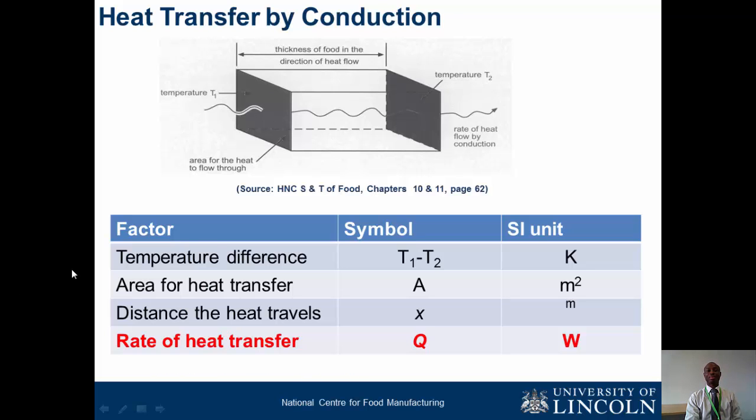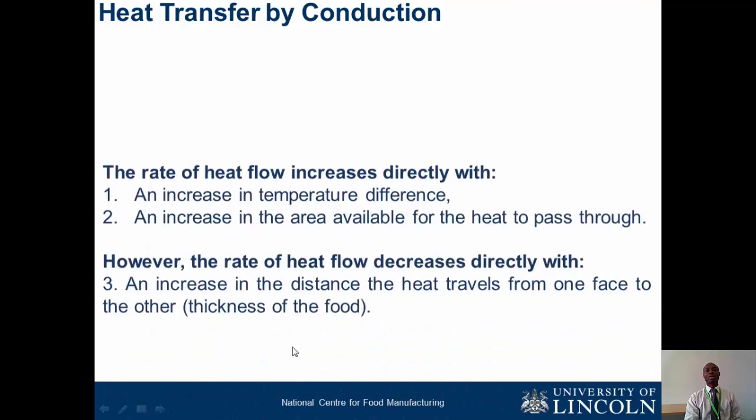We have the first one, the temperature difference, and that is measured in Kelvin. We have the area for heat transfer, whose symbol is A and is measured in meter square. And the distance the heat travels, this is X. That's the thickness of the material and is measured in meter. And we know we are talking about the rate of heat transfer. So let's look at what happens.